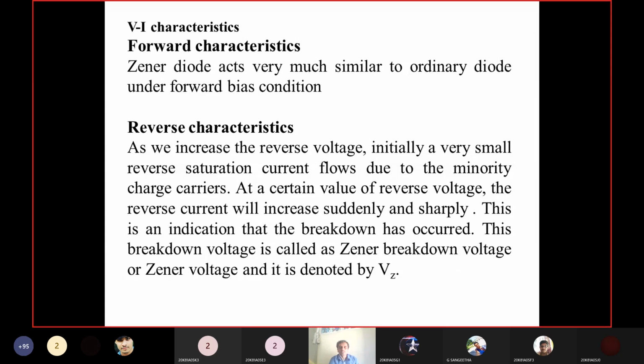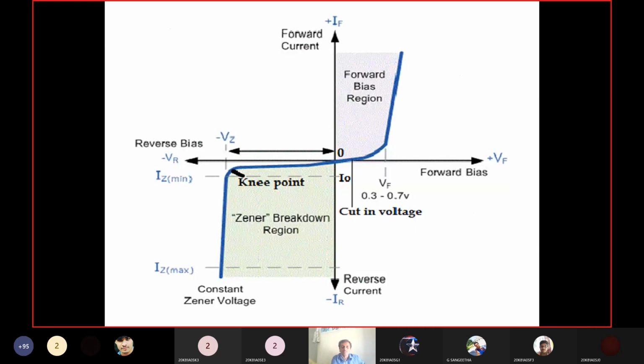See here, this is the diagram. Up to a particular value, the current becomes constant. That current we call the reverse saturation current. If you increase the voltage up to a particular voltage, that current is constant. After that voltage, the current increases very drastically. If you observe here, from 0 to Vz the current is constant, and after that the current increases very drastically.